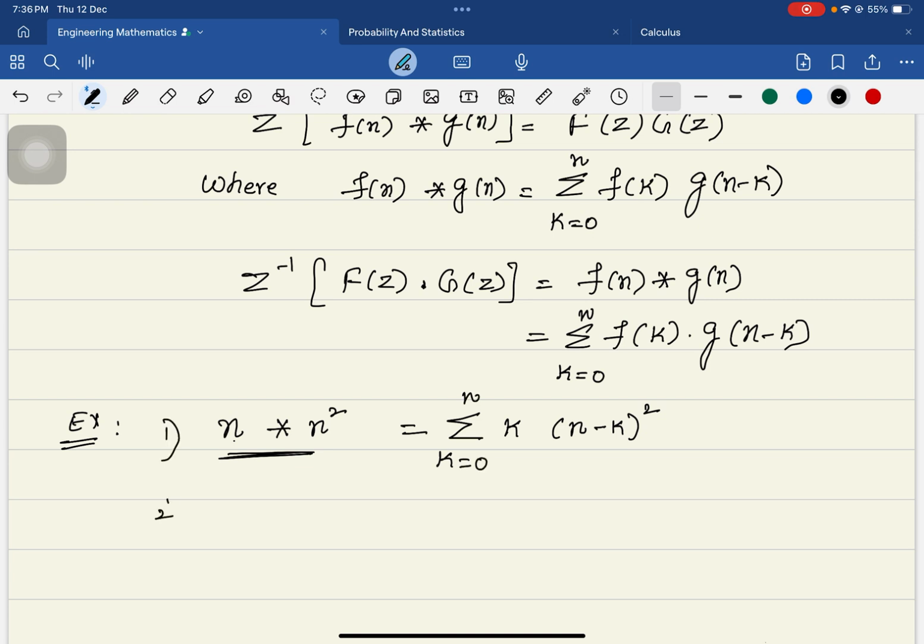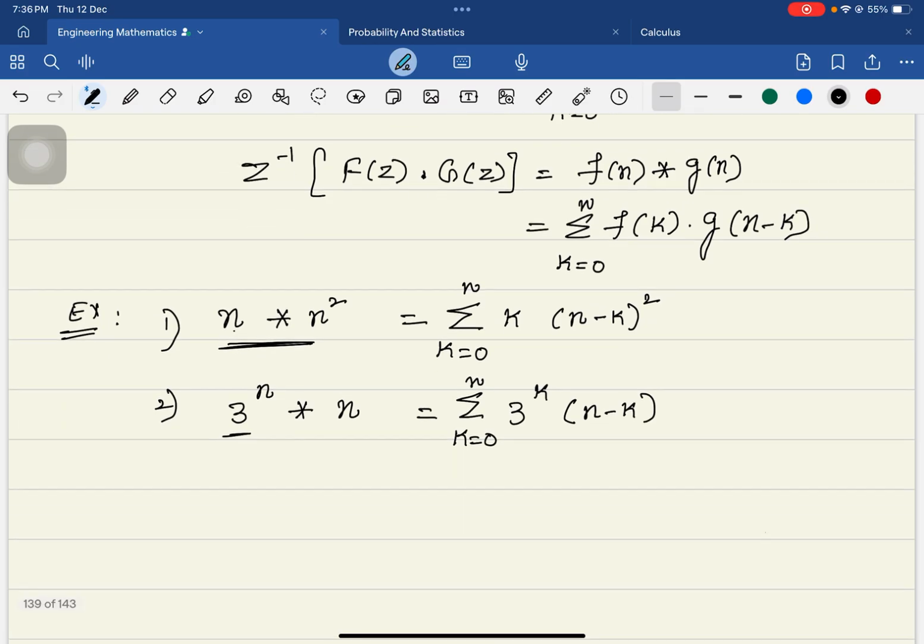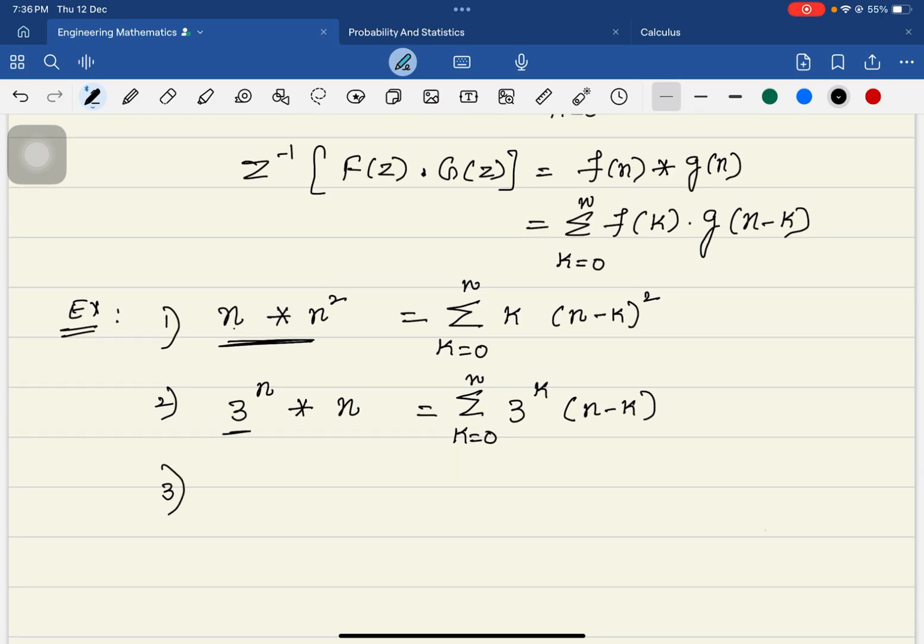Let us take one more example. Let us try to understand 3 raised to n star n. Now my first function is 3 power n, so I'll replace n by k, and the second function has n replaced by n minus k. So it is just n minus k, and the summation goes from 0 to n. I hope you are able to understand what this type of convolution is.